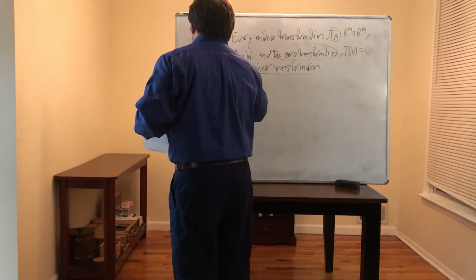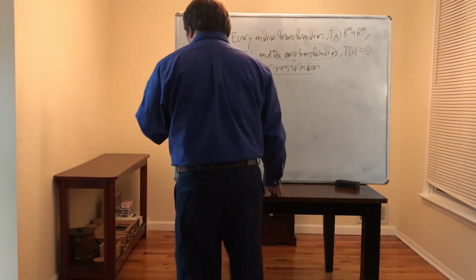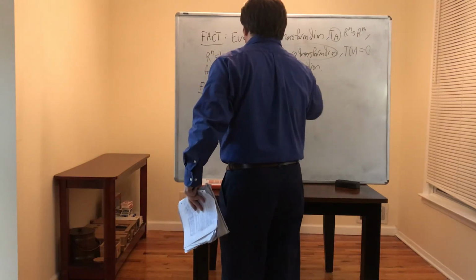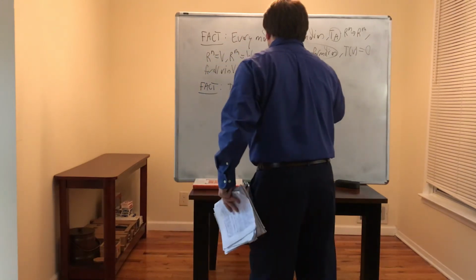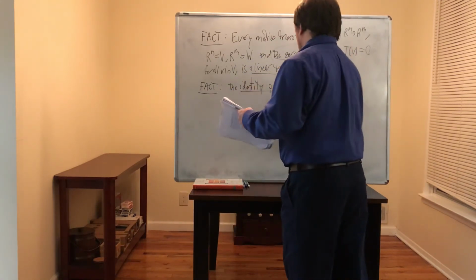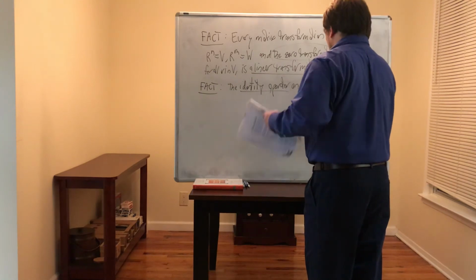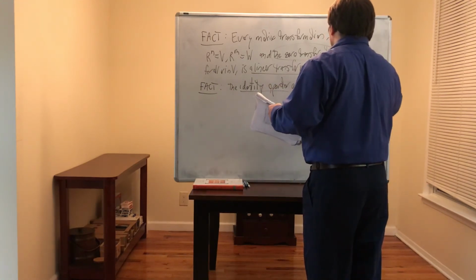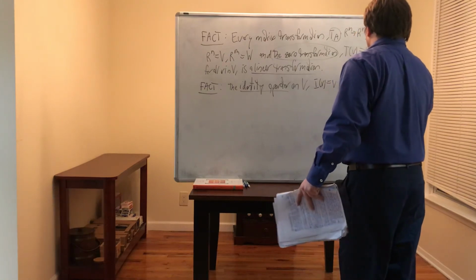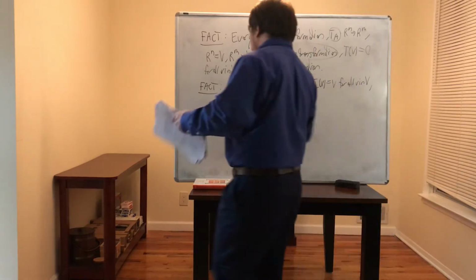Another fact is that the identity operator on V, I(v) equal to v for all little v in capital V, is a linear transformation.